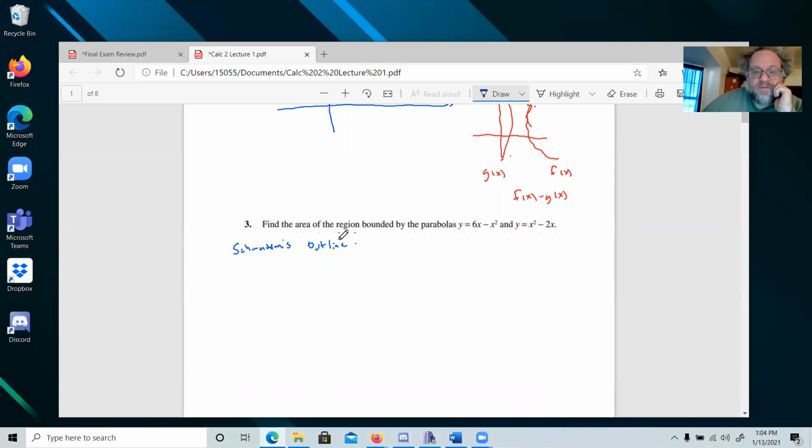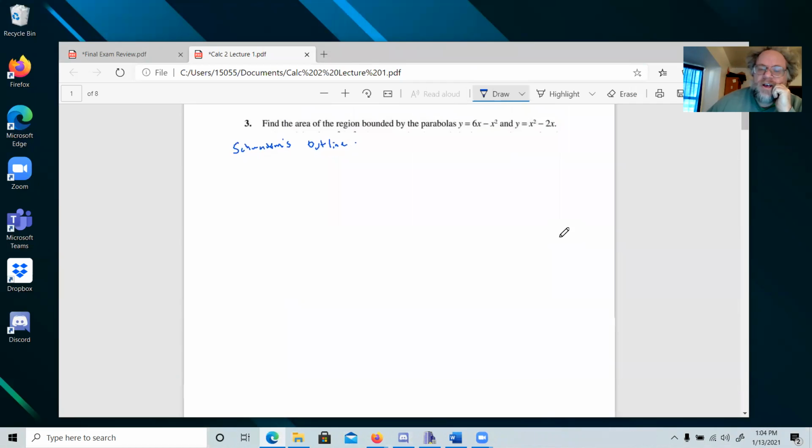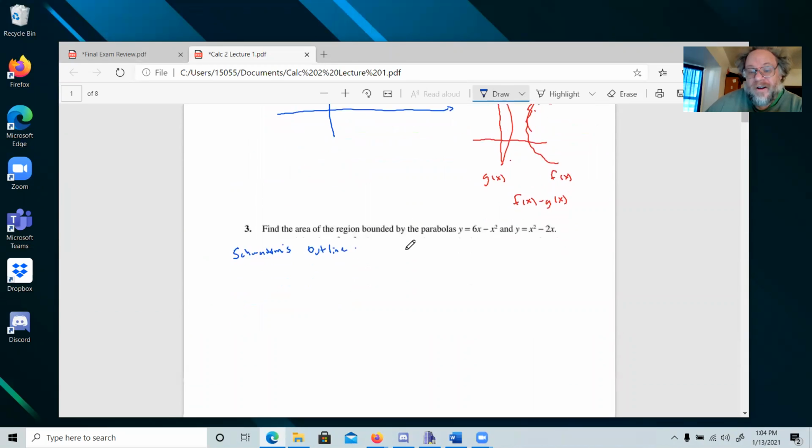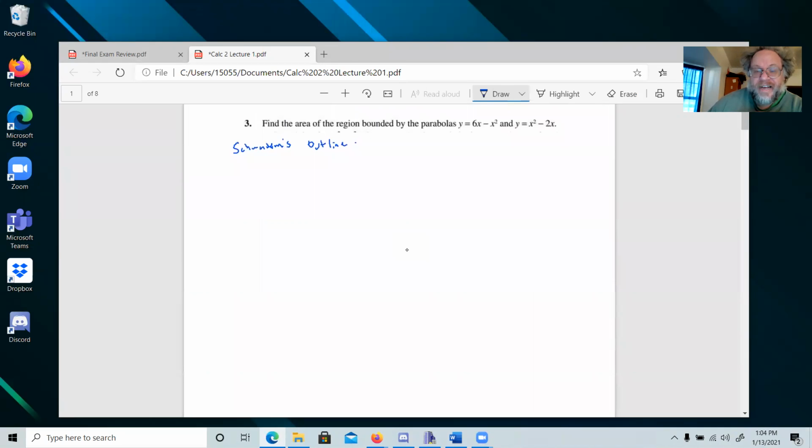So that's where I got this problem. Find the area of the region bounded by the parabolas y equals 6x minus x squared and y equals x squared minus 2x. The first thing is, it didn't give us the x's. So one of the things we have to do is figure out where these things intersect. They also didn't draw it for us, so we have to get an idea of which of these is on top.